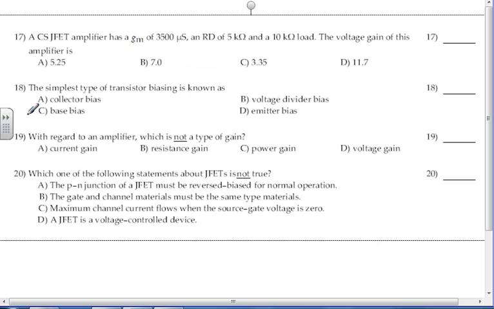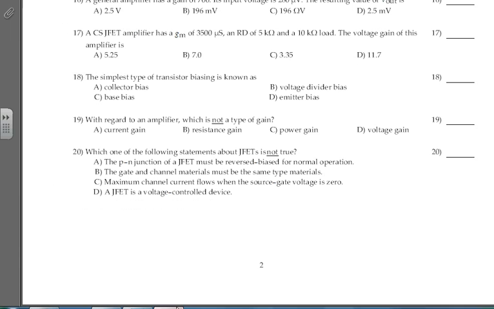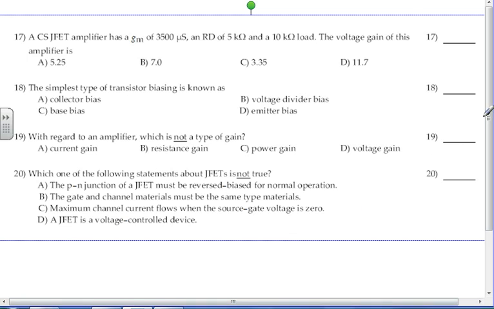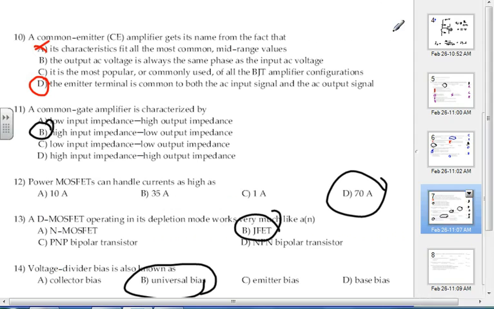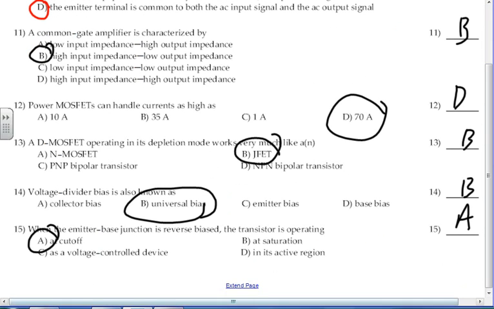As, let's see, a CS JFET amplifier has that. What is the voltage gain? Yeah, where's 16 go? I don't know. You're missing 16? Yes, sir. Right there. I can see it. I guess you just have to do 16 by yourself.